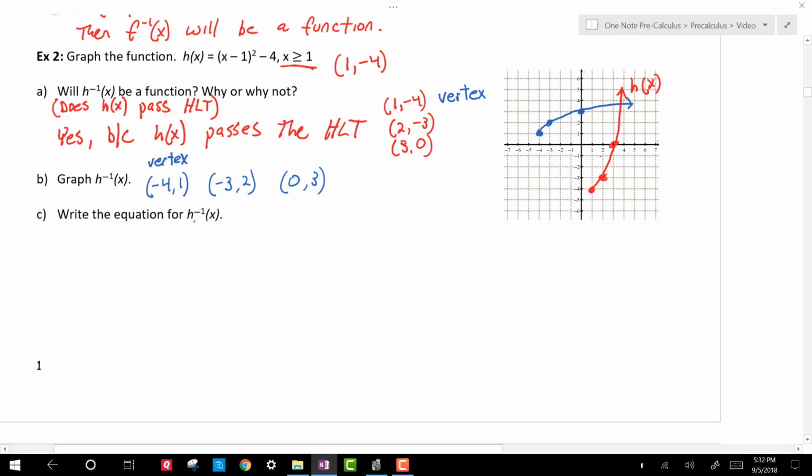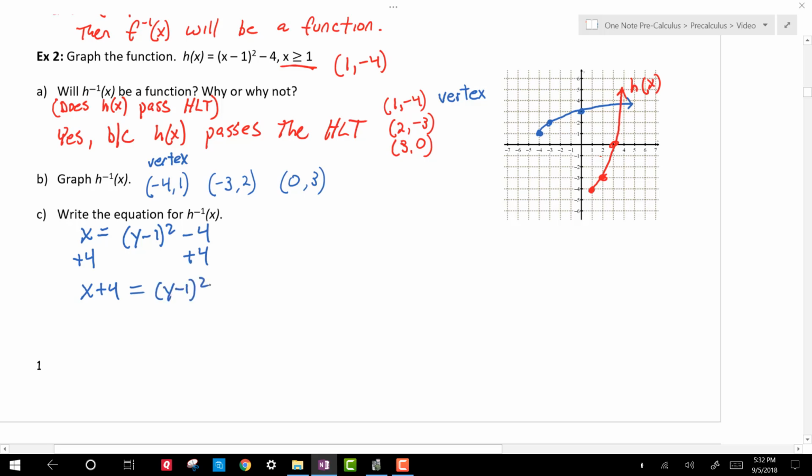Well, let's see how we do that. Number one, to write an inverse, you switch the x and the y's. So right away I'm going to switch and I'm going to write x equals y - 1 squared - 4. All right? So here we go. Let's think about how we're going to do this. I need to get y back by itself. So let's go ahead and add 4 to both sides. Plus 4. We have x plus 4 equals y - 1 squared.